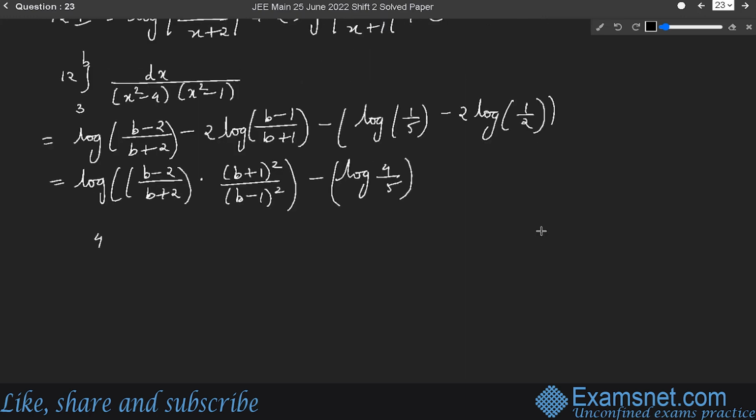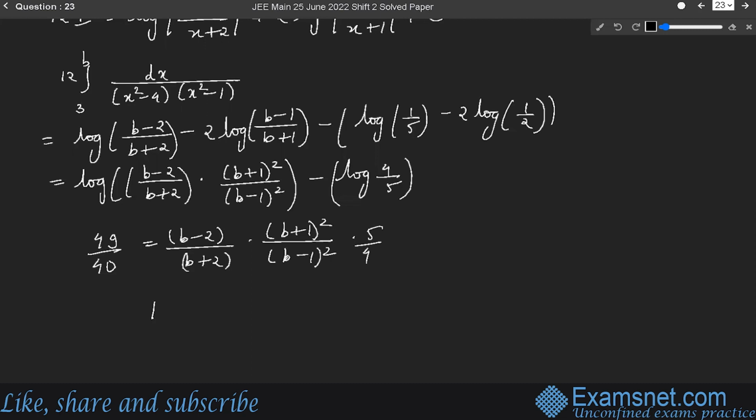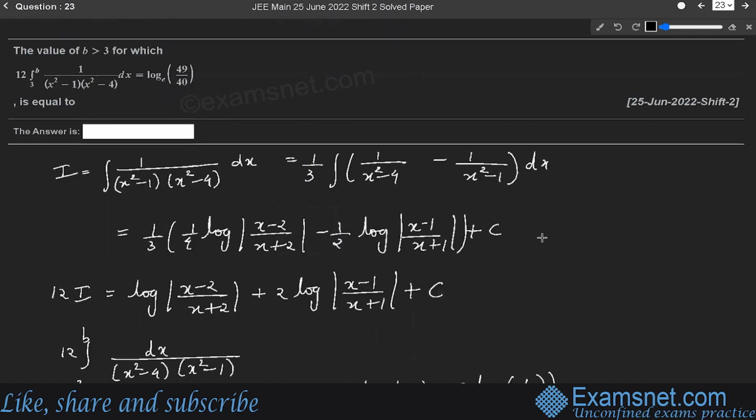Therefore, we can say that 49 upon 40 will be equals to (b minus 2)/(b plus 2) into (b plus 1) whole square divided by (b minus 1) whole square into 5 upon 4. So, clearly b will be equals to 6. Hence, we can say that the value of b is 6. So, the correct answer for this question is 6 here. I hope this question is also clear to you.